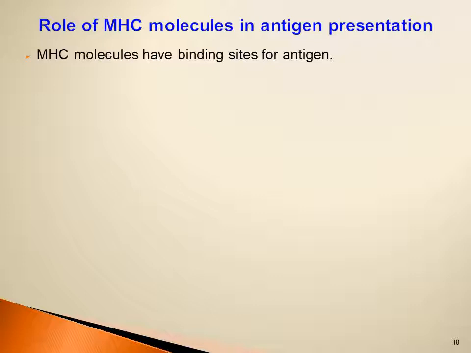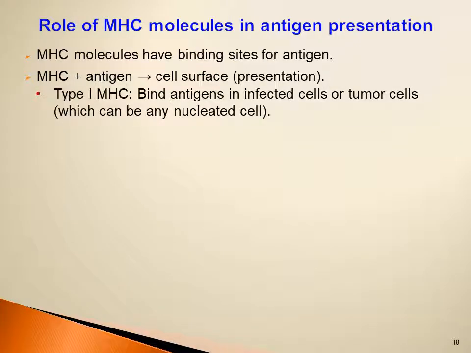So MHC molecules have binding sites for antigens, as we saw in the previous slide. MHC plus antigen will then translocate to the surface, or will present the antigen to the surface. Type 1 or class 1 MHC binds antigen in infected cells or tumor cells and presents it to the surface. And the infected cell or tumor cell can be any nucleated cell in the body. So it is not necessarily one of the immune response cells; it can be an epithelial cell, a neuron, a muscle cell, or whatever.